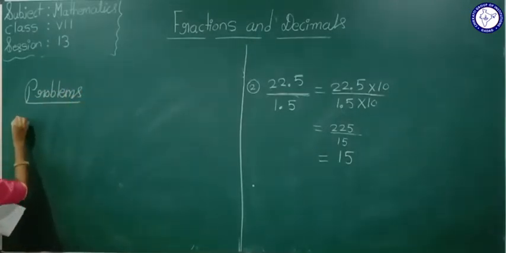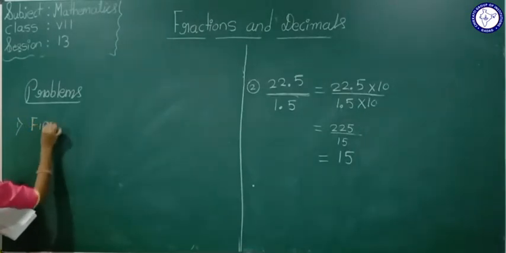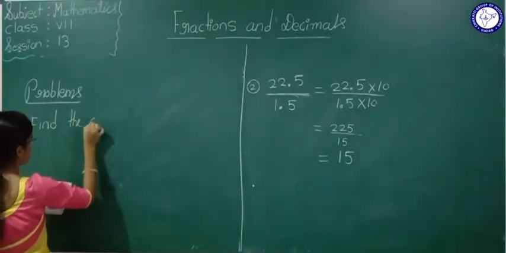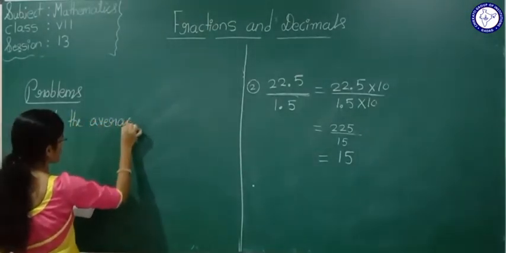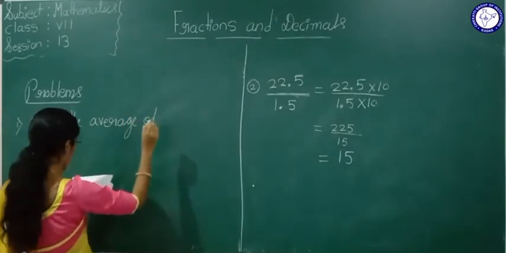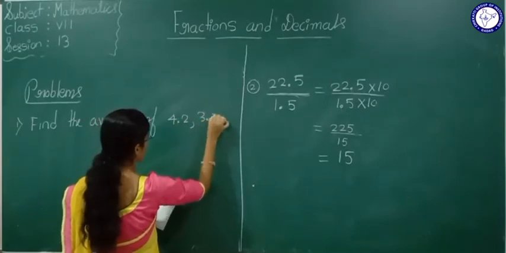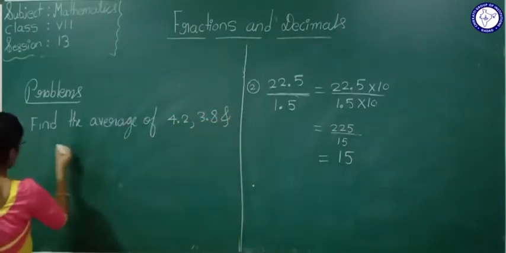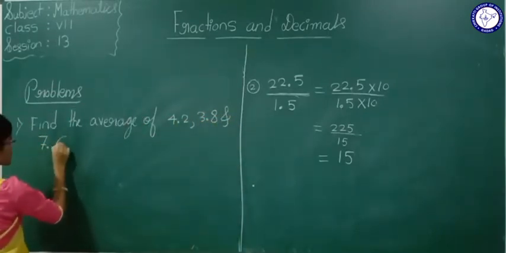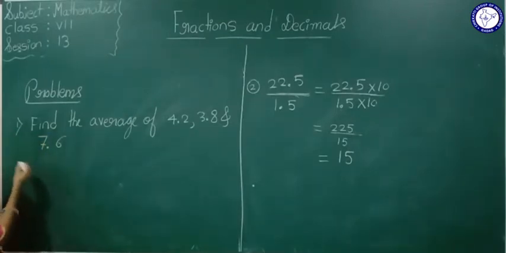So first one, find the average of 4.2, 3.8 and 7.6. We have to find out the average. See a solution.